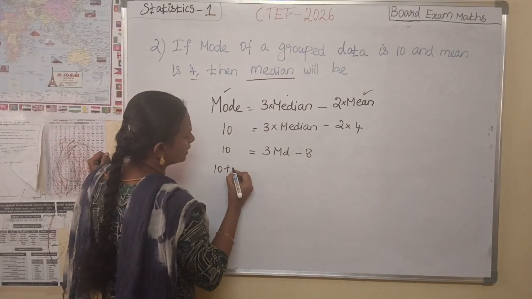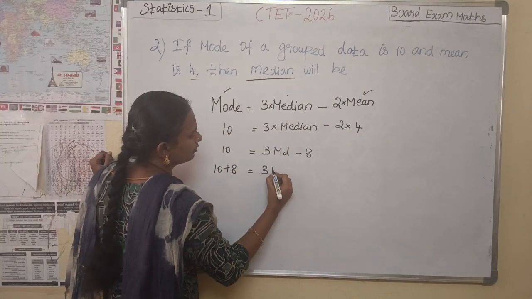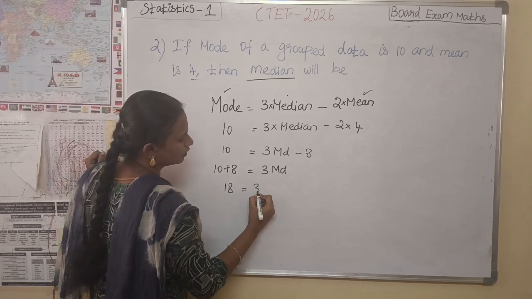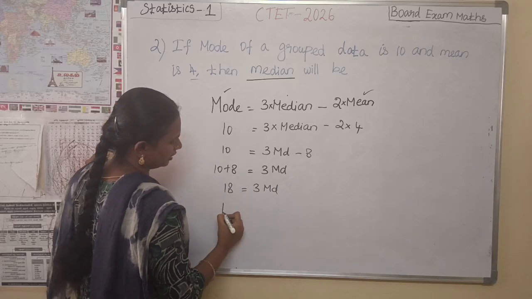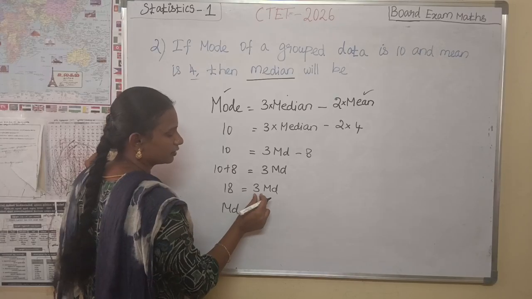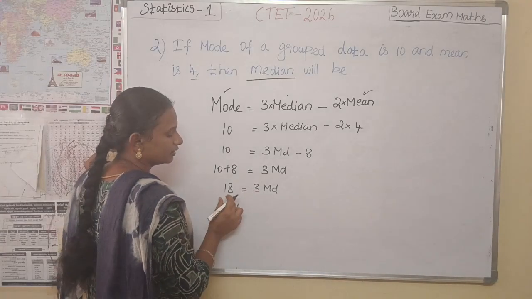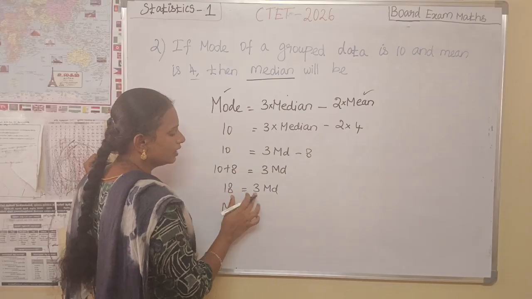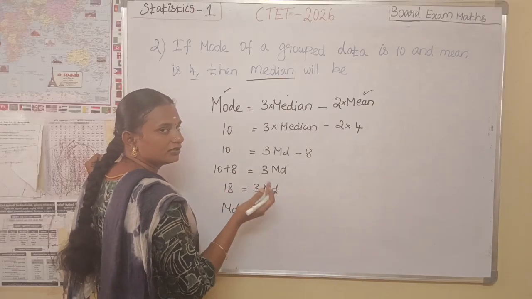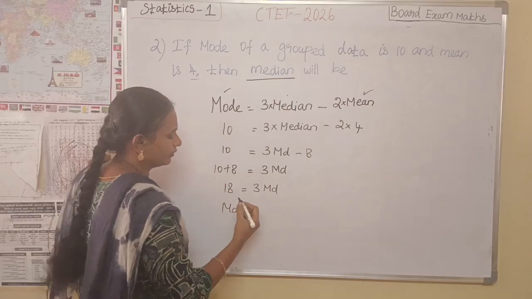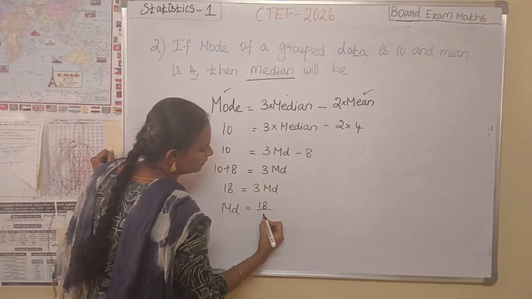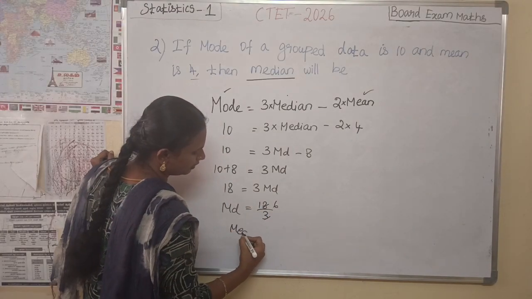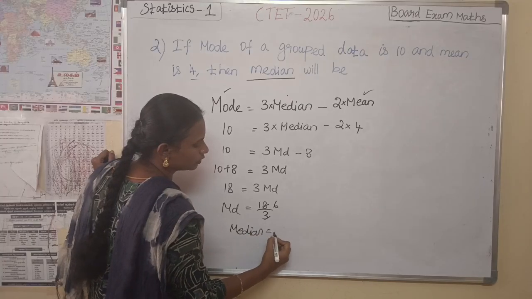So 10 plus 8 is equal to 3 into median. 10 plus 8 is 18. 18 equals 3 into median. I keep the median and transfer the 3 to the other side. Here it is multiplication, so if it goes to the other side, it will be divide. So 18 divided by 3. 6 threes are 18. So the value is median equal to 6.